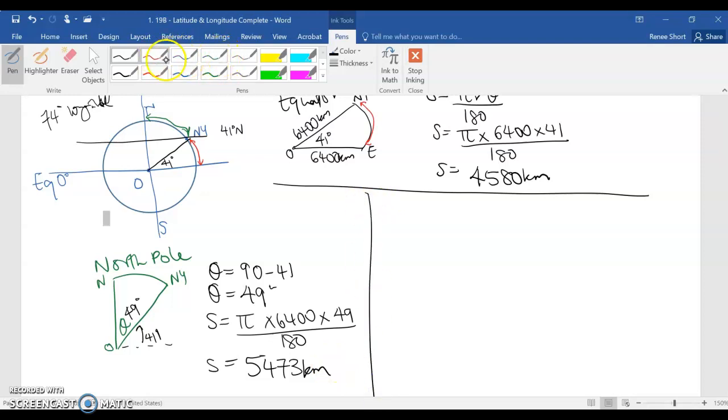Lastly, if I work this out for the South Pole, the South Pole is wanting me to find the distance from New York all the way around to that South Pole.